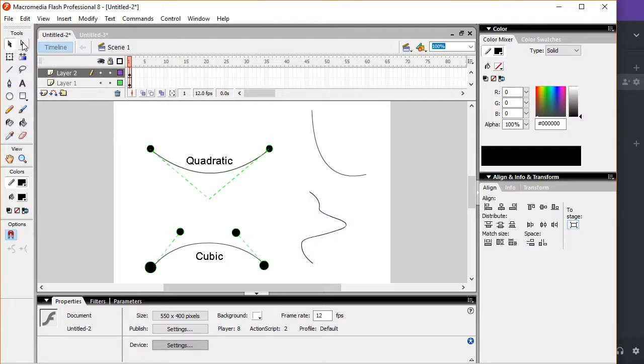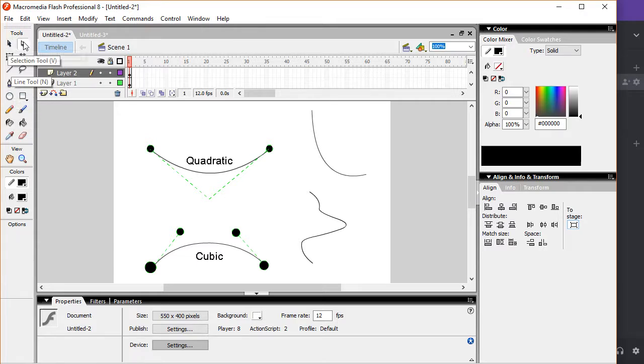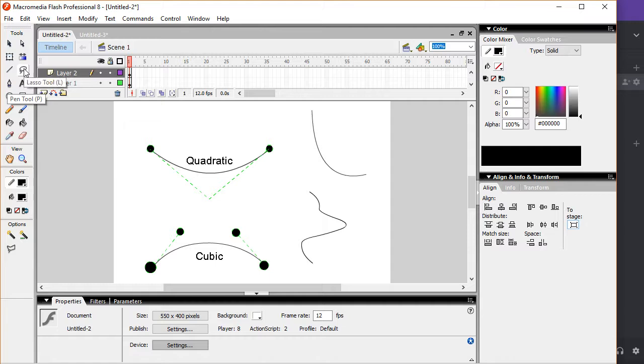But the easiest way to tell is which tool did you use last: the subselection tool, the pen tool, or the line tool, or the selection tool. So yeah, line and selection, it stays quadratic. Subselection and pen, and I think also the lasso, those generate cubic curves.